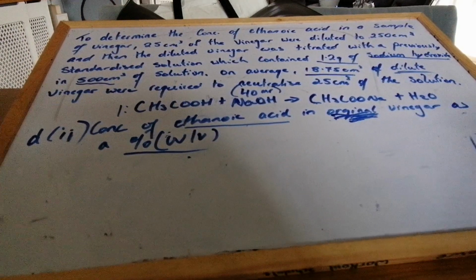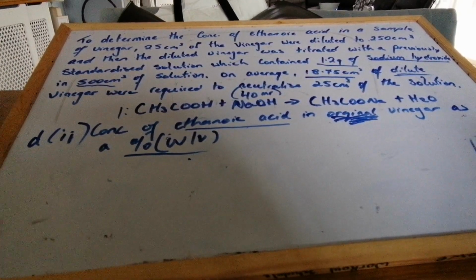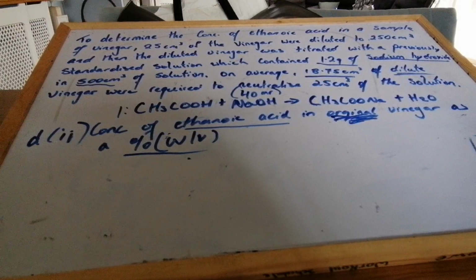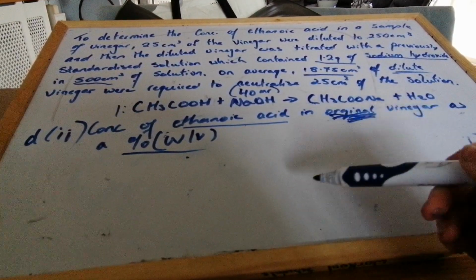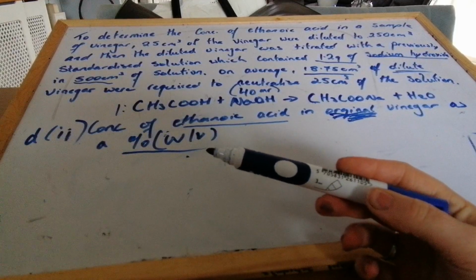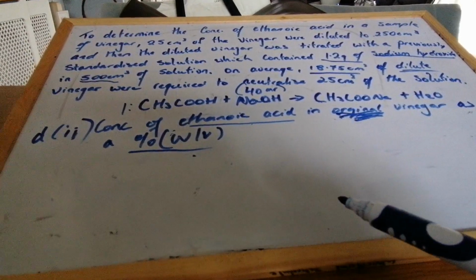Okay, so we're nearly there now. So D part 2. Calculate the concentration of ethanoic acid in the original vinegar as a percentage weight per volume.